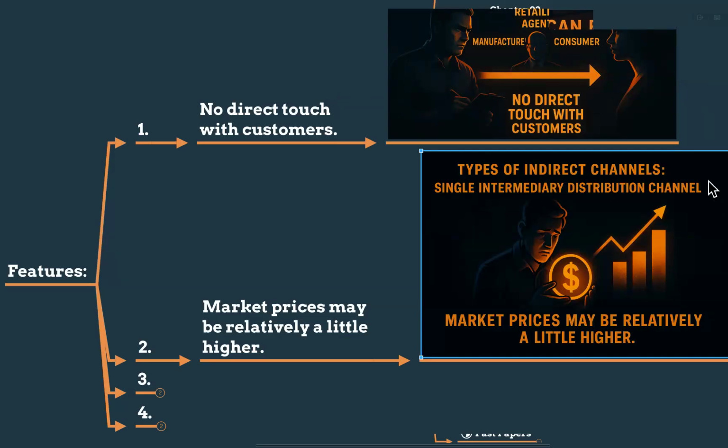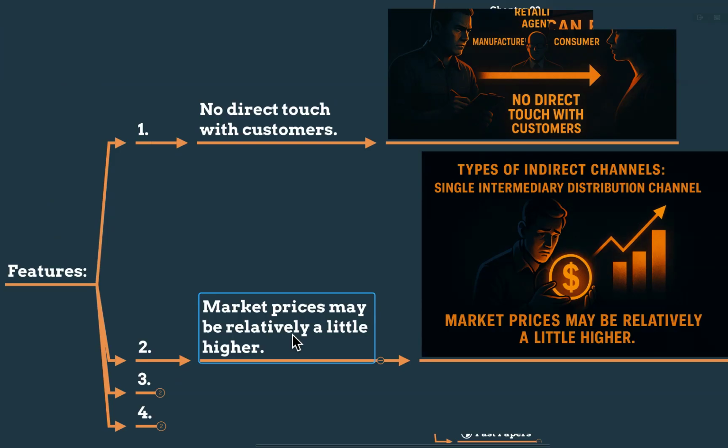An agent is not going to supply the products to the end consumer. Because as an agent, again, he has to distribute to the wholesalers or other people. But retailers are people who are directly providing the goods to the end consumer, right? So market prices may be relatively a little bit higher, right? Retailers add their profit margin, but it's not too expensive because there is only one single intermediary, right?